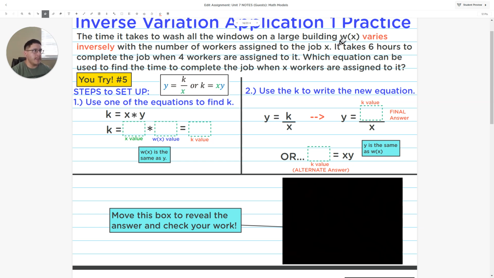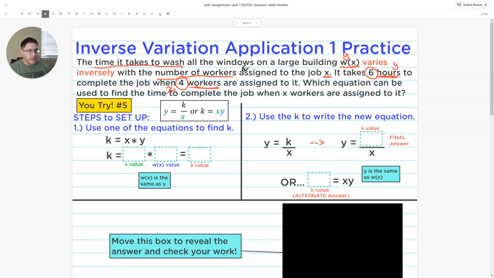So W of X is our way of saying Y. It represents the time it takes to wash all those windows. The number of workers is associated with the X value. So now, 6 hours is associated with a Y value. 4 workers is associated with an X value. We also know that this varies inversely. So knowing that information, we need to create an equation that represents the scenario.